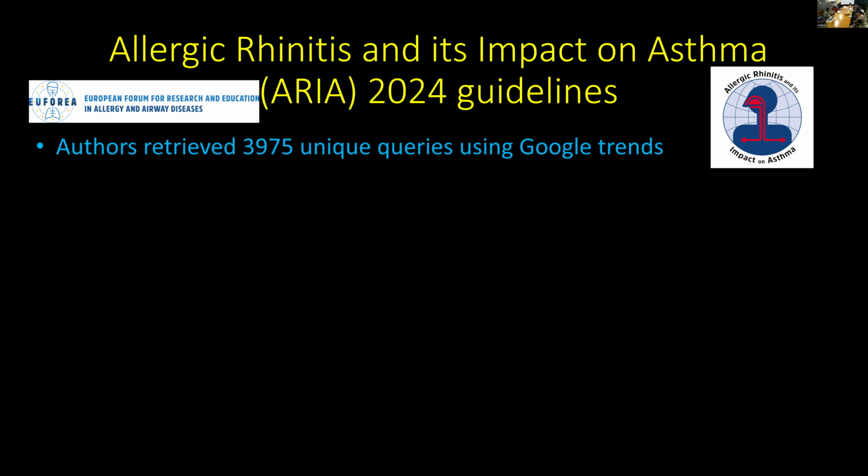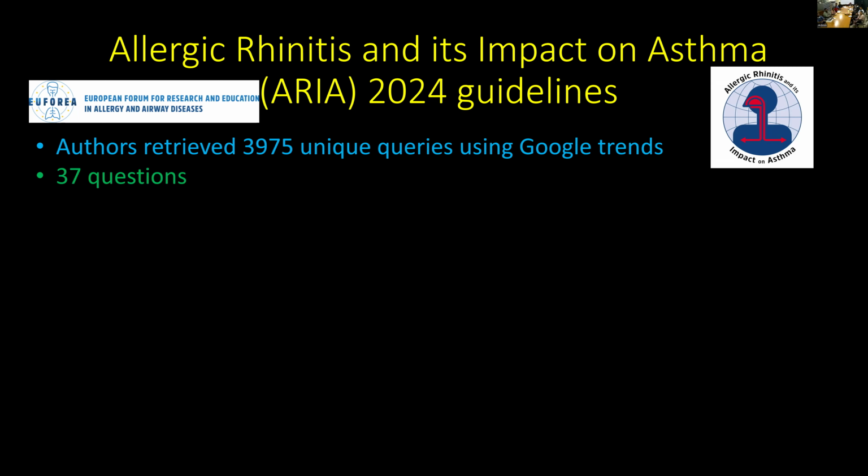So there's something called Google Trends. We all search on Google. There's one thing called Google Trends, and you can see what people are looking at. When they looked at it, they said there are about 4,000 unique queries on asthma and allergic rhinitis.